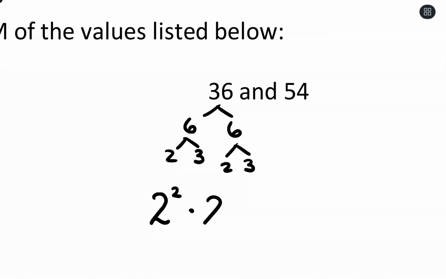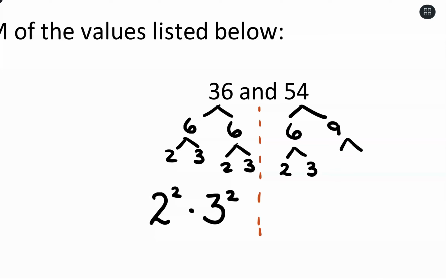So 36 comes from a 6 times 6, which is a 2 and 3, 2 and 3. So we have 2 squared times 3 squared. All right, that's one of ours. And then 54, I know, is divisible by a 6 and 9, which is a 2 and 3 with a 3 and 3. So that is a 2 times 3 cubed.